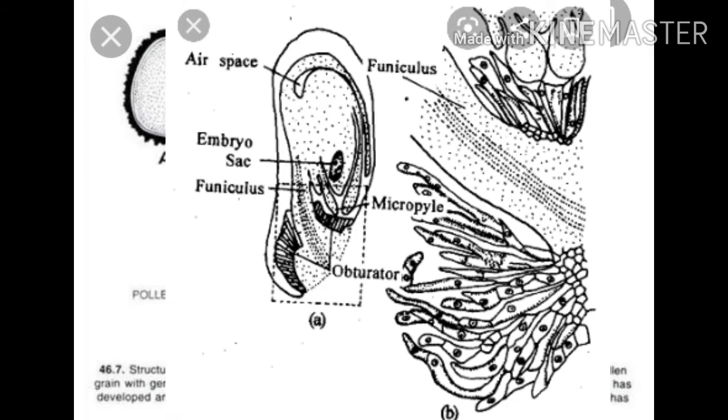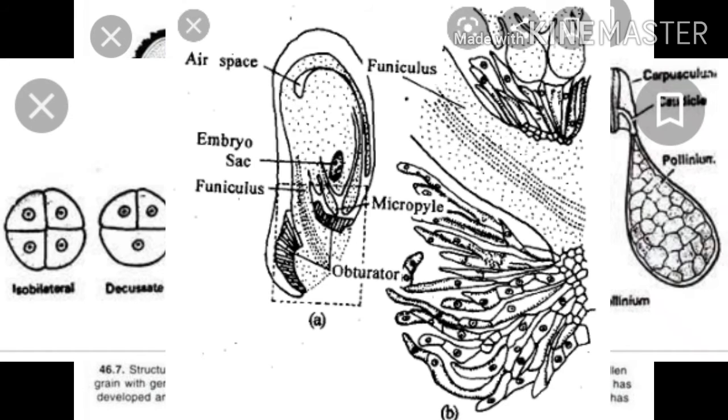Obturator. The obturator is an ovular structure that directs the growth of pollen tube only towards the micropyle and obstructs the growth of any other part of ovule. In some families like Acanthaceae, Anacardiaceae, Lamiaceae, etc., obturator is formed by local swelling of funiculus. Obturators vary greatly in their structure.